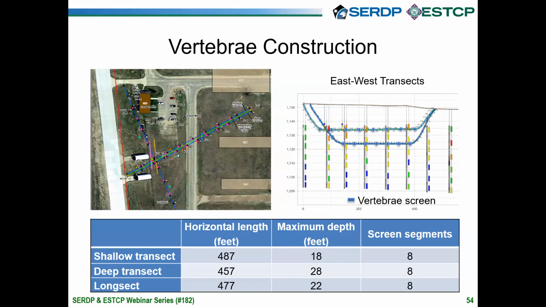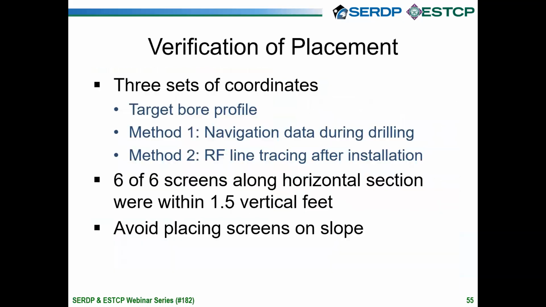The table on the bottom provides some more details on these wells, and as you can see, they're each about 450 to 500 feet long and each contain 8 separate screen segments. The key objective of this demonstration was to verify the placement of these vertebrae wells, and specifically the question was, can we place them where we want to, and are they where we think they are?